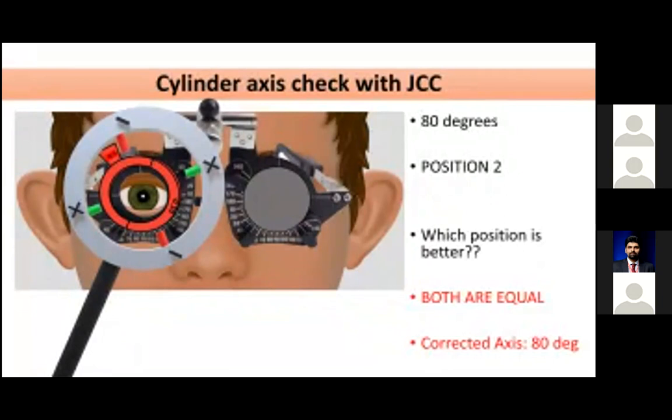Now, this is basically continued for some time. It's not always that the patient says, I am seeing both equal. The equalness continues for a few more positions, and then finally it reverses where the patient says the other position is better. But just for an example here, I've shown you. Ideally what you're supposed to do is continue doing it until the patient gets a reversal, and then you have to go back and see which axis is the best where it is equal. So this was how you refine the axis of the cylinder with JCC.